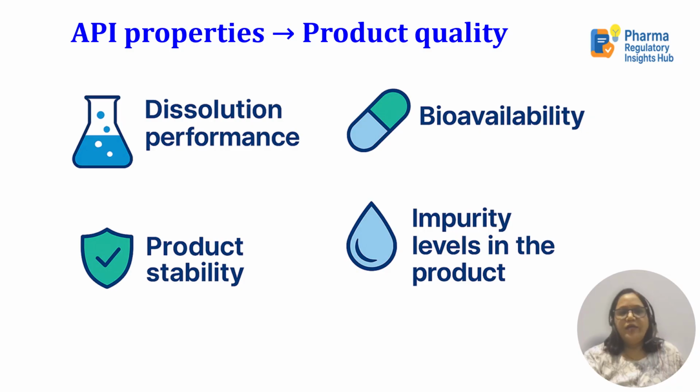So here is the key point. When API properties change, they don't stay in the drug substance. They carry forward into the drug product. And that's why DS and DP are the same product, just at different stages.